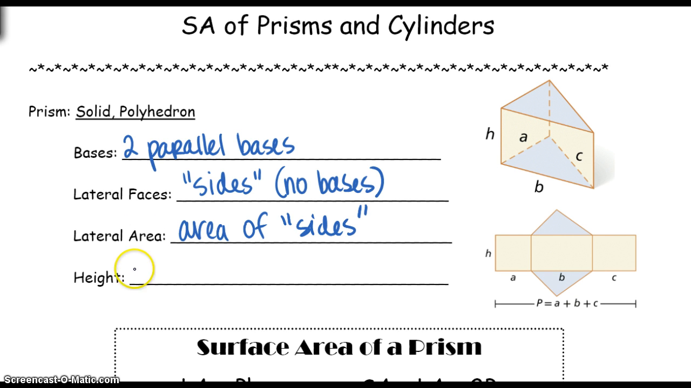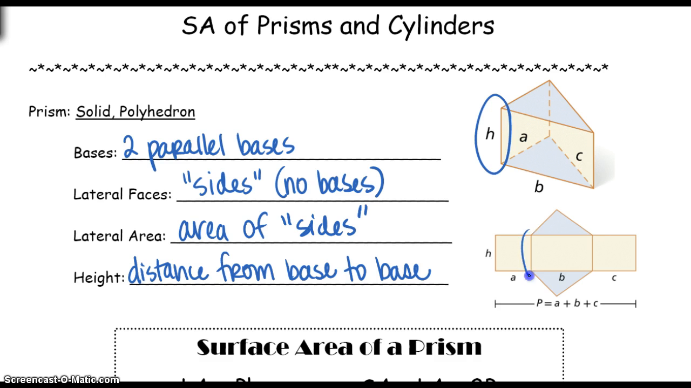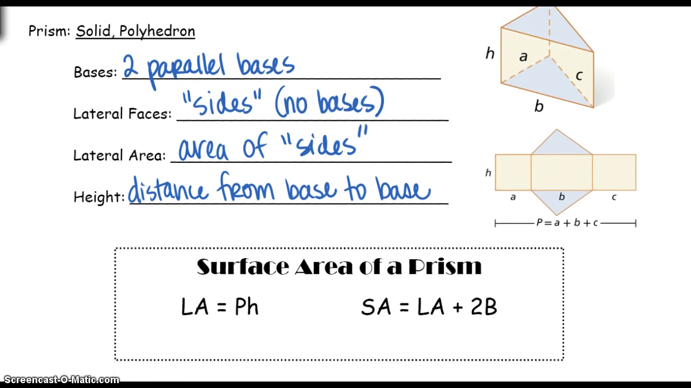And then the height, that would be the distance from base to base. So here, the height, base to base. Here, the height, base to base. It seems really silly, like people should know what the height is, but I have a lot of people that will do really weird things when my prism is tipped over, like as if someone shoved it over. People will do really weird stuff with the height. So just remember, it's from base to base. So let's move on to surface area.